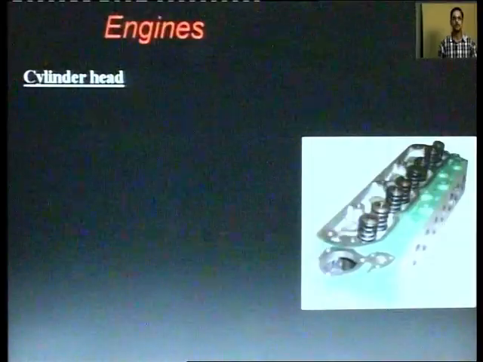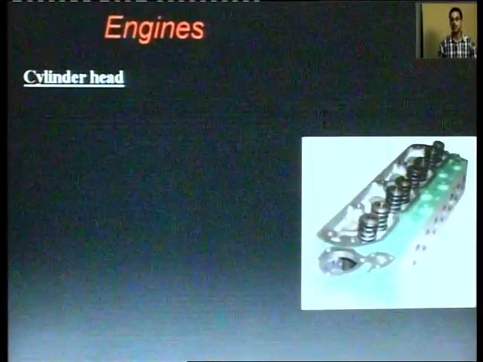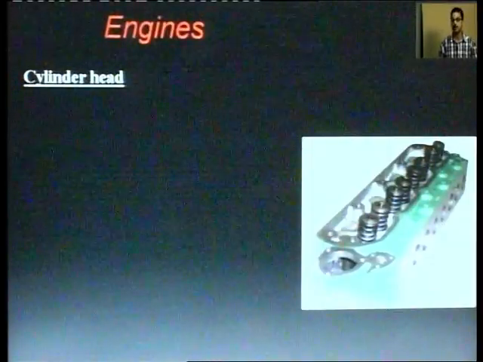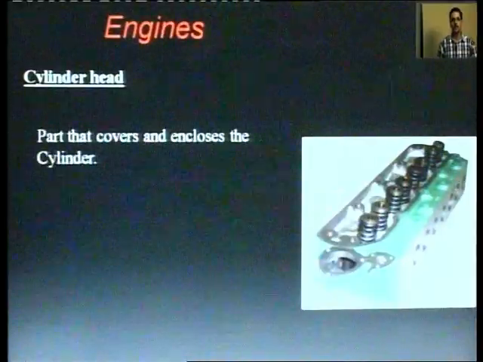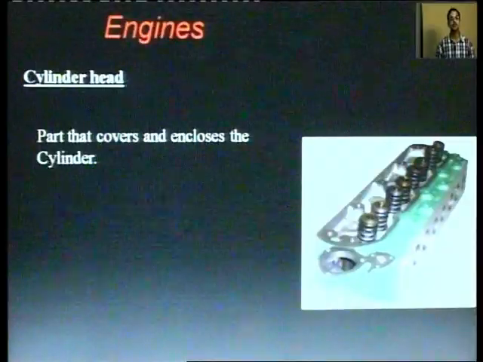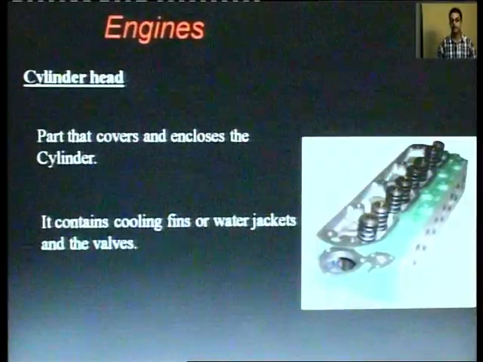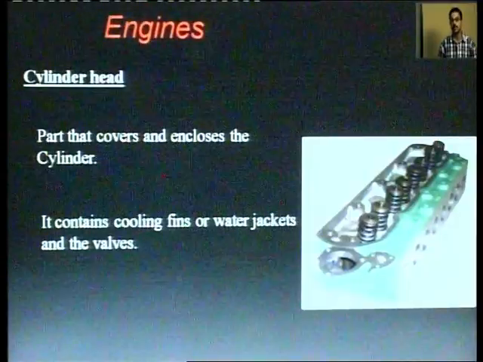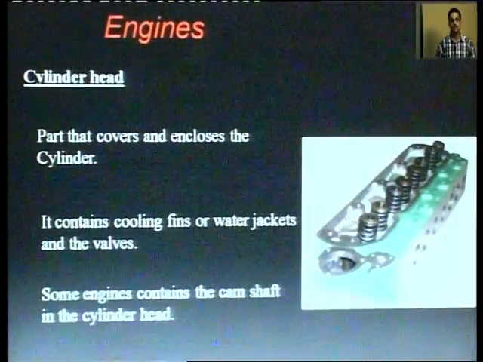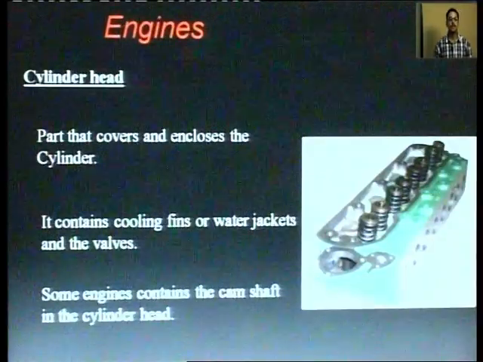Cylinder head. This is a block over the main cylinder, the part that covers the enclosed cylinder. It contains cooling fins, water jackets and the valves. Some engines contain the camshaft in the cylinder head.